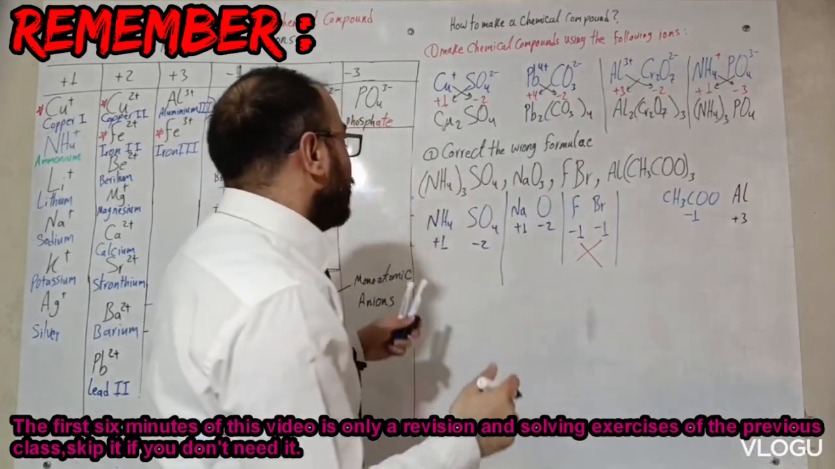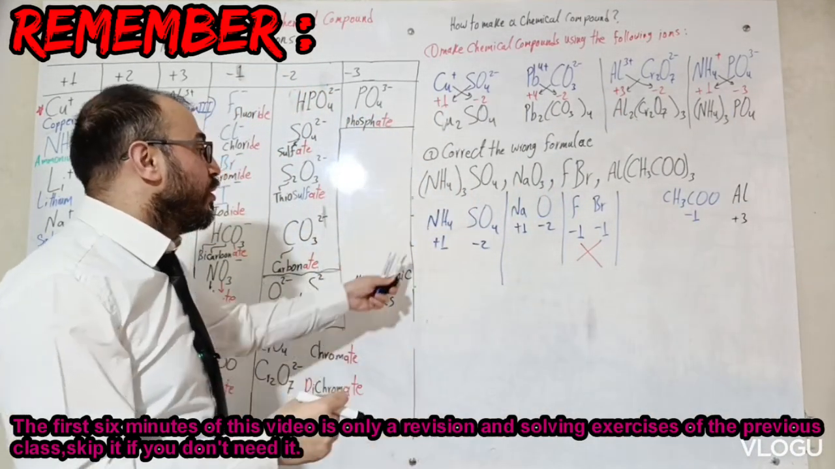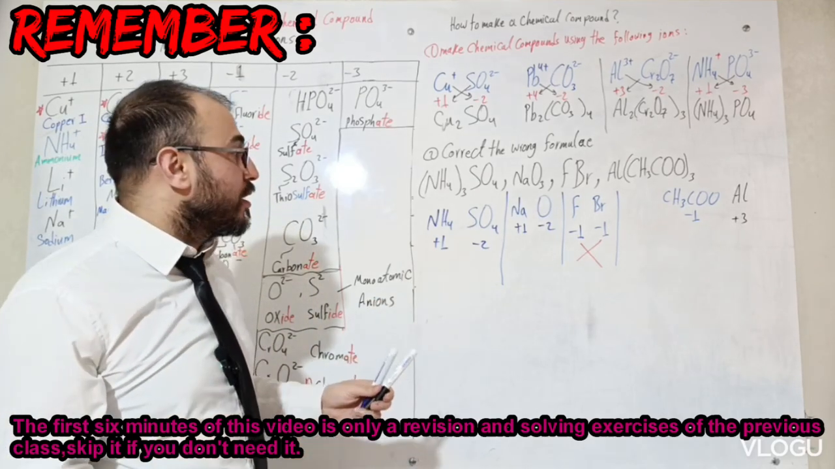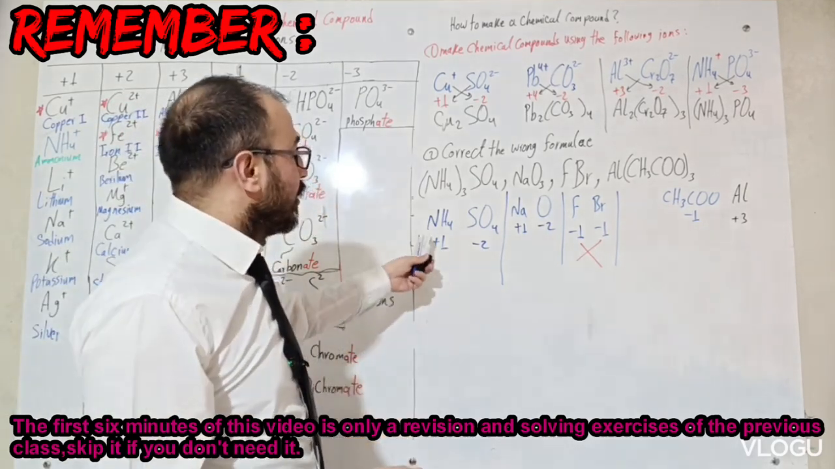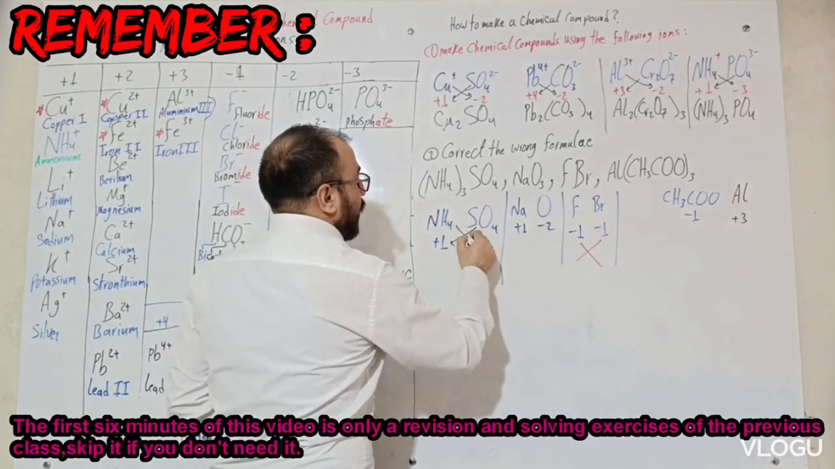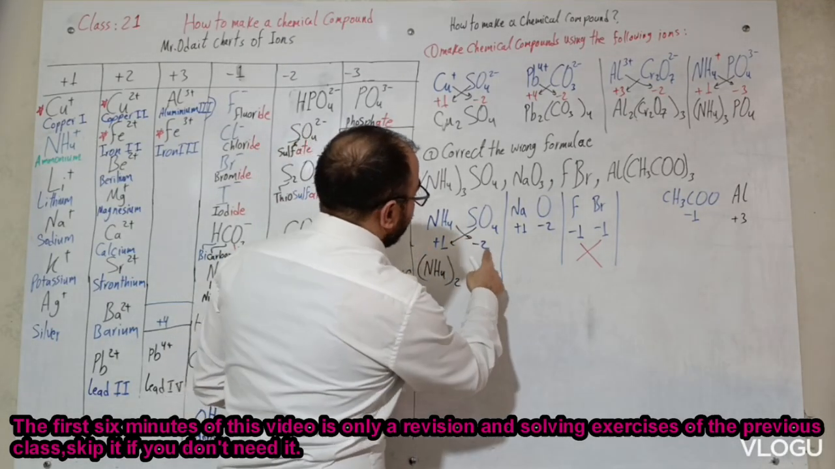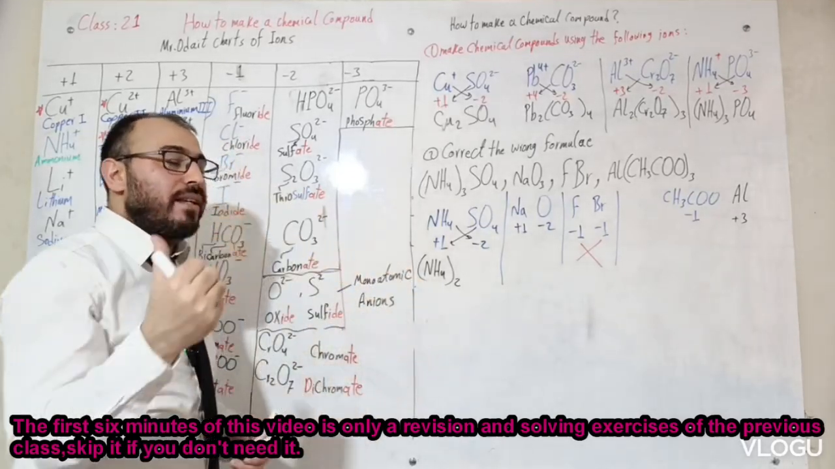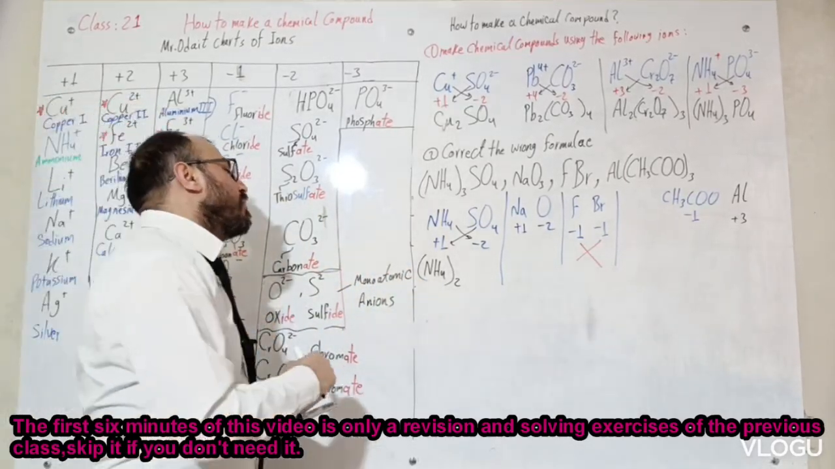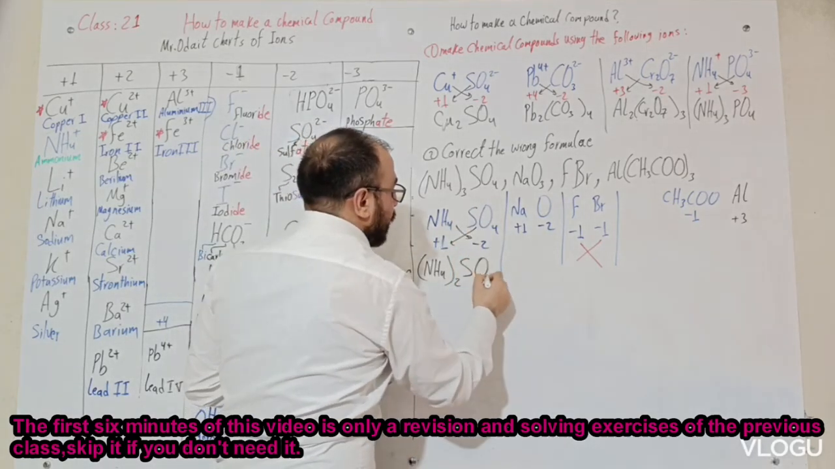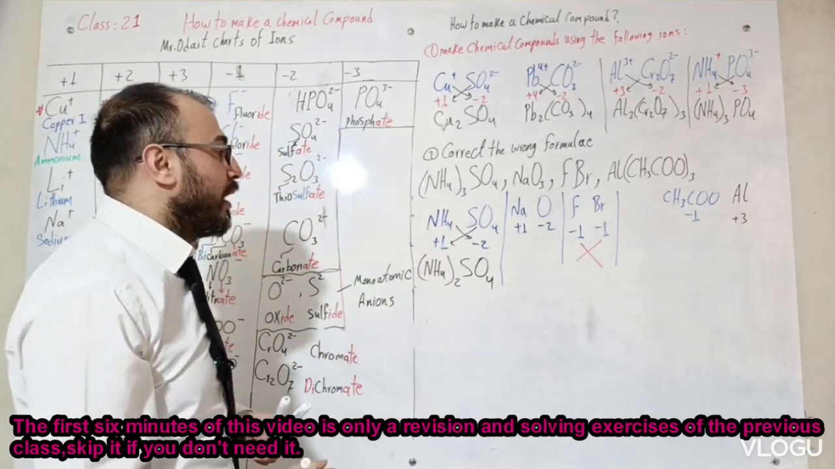Then, my friends, I join them together, and as I told you before, if the two ions have the same charge, I join them without numbers or charges, and if they are different, I should cross multiply them. Here I have NH4, I multiply it with 2. Teacher, why did you draw parentheses? Because this is a polyatomic ion, and this polyatomic ion is multiplied with a number which is higher than 1. Here SO4 is multiplied with 1, so no need for parentheses.